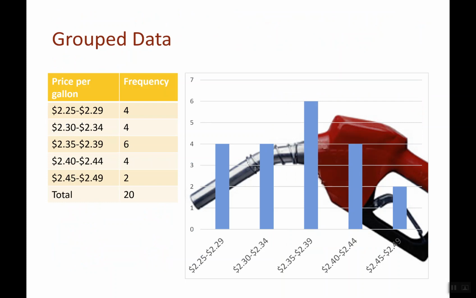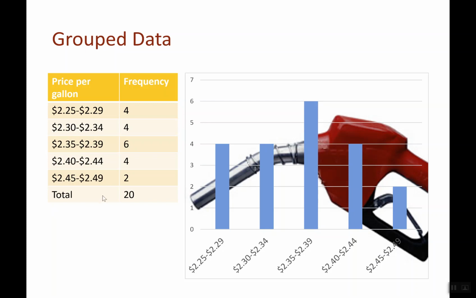So this time you can see I added 4 every time. So this is a class width of 5 cents, from here to here. Again, thinking I subtract and add 1. So this is 5 cents, this is 5 cents, this is 5 cents. So every time I was just adding 4 to get there.